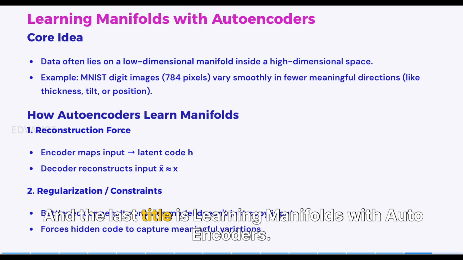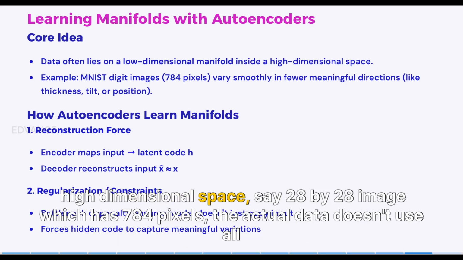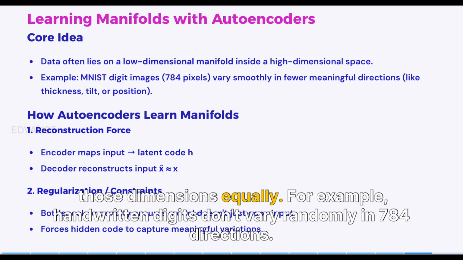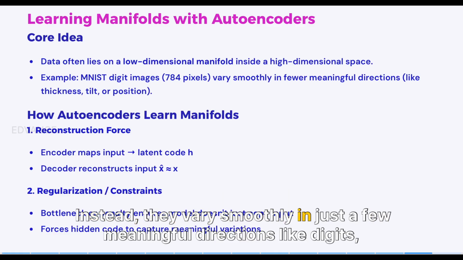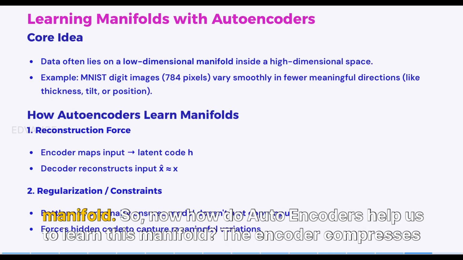And the last title is Learning Manifolds with Autoencoders. First, what do we mean by manifold? Think of it like this. Although our data is stored in a very high dimensional space, say a 28 by 28 image which has 784 pixels, the actual data doesn't use all those dimensions equally. For example, handwritten digits don't vary randomly in 784 directions. Instead, they vary smoothly in just a few meaningful directions like digit slant, line thickness, or position. That smaller surface inside a big space is what we call a manifold.